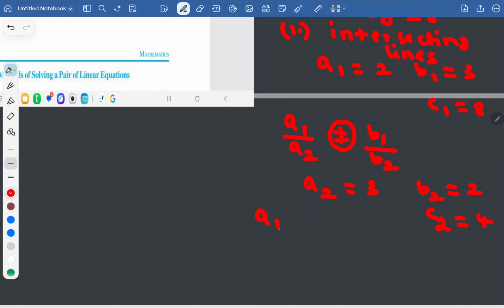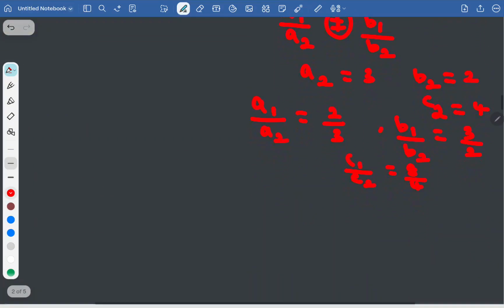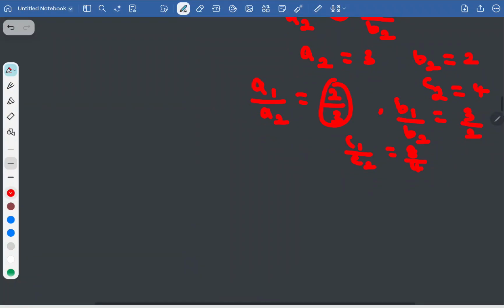Now find the ratio. A1 by A2, 2 by 3. B1 by B2, 3 by 2. C1 by C2, 8 by 4. The condition is that these two ratios are not equal. 2 by 3, here 3 by 2, both are not equal.